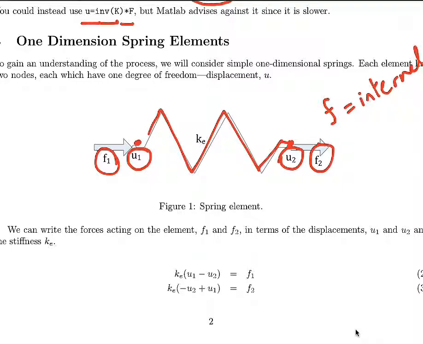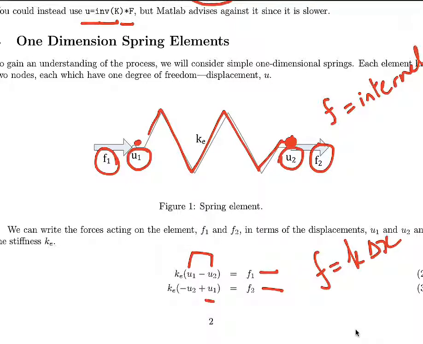So if we write, we know that the equation for a spring is F equals K times delta X, right? Delta X is the change in length, which is U1 minus U2, and K is the stiffness of the spring. And then if I want to write F2, this is F1. If I want to write F2 applied to node 2, then it would be K times delta X referred to node 2, which is minus U2 plus U1.